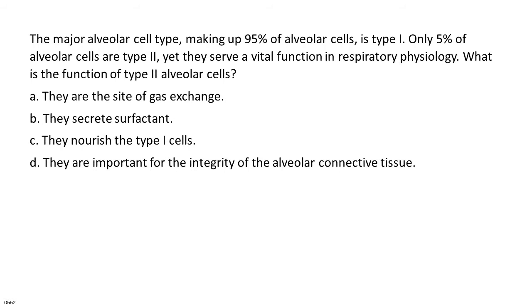The major alveolar cell type, making up 95% of alveolar cells, is type I. Only 5% of alveolar cells are type II, yet they serve a vital function in respiratory physiology. What is the function of type II alveolar cells? A. They are the site of gas exchange. B. They secrete surfactant. C. They nourish the type I cells. D. They are important for the integrity of the alveolar connective tissue.